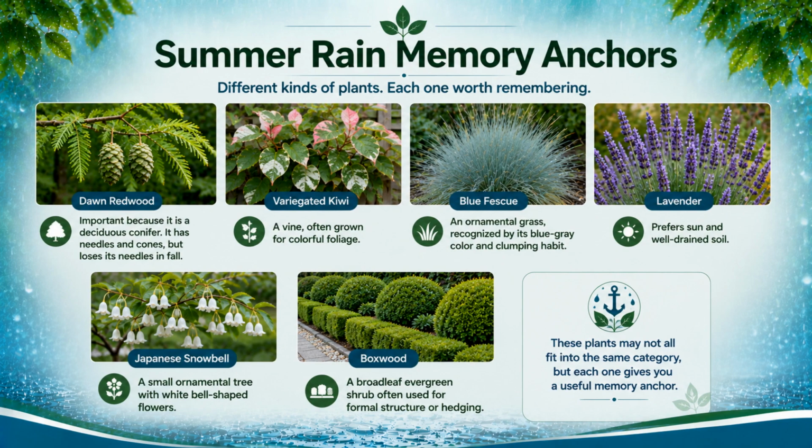Before we move into practice, let's add a few more anchor plants to your memory. Dawn redwood is important because it is a deciduous conifer. That means it has needles and cones, but loses its needles in fall. Variegated kiwi is a vine, often grown for colorful foliage. Blue fescue is an ornamental grass, recognized by its blue-gray color and clumping habit. Lavender prefers sun and well-drained soil. Japanese snowbell is a small ornamental tree with white bell-shaped flowers. Boxwood is a broadleaf evergreen shrub, often used for formal structure or hedging. These plants may not all fit into the same category, but each one gives you a useful memory anchor.